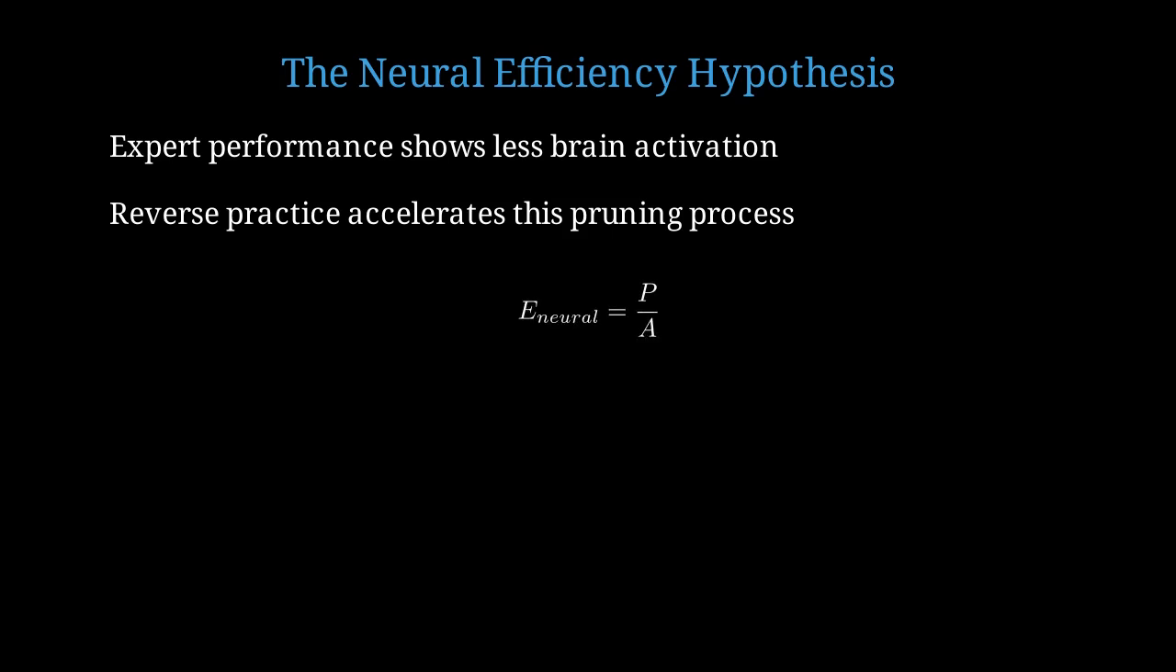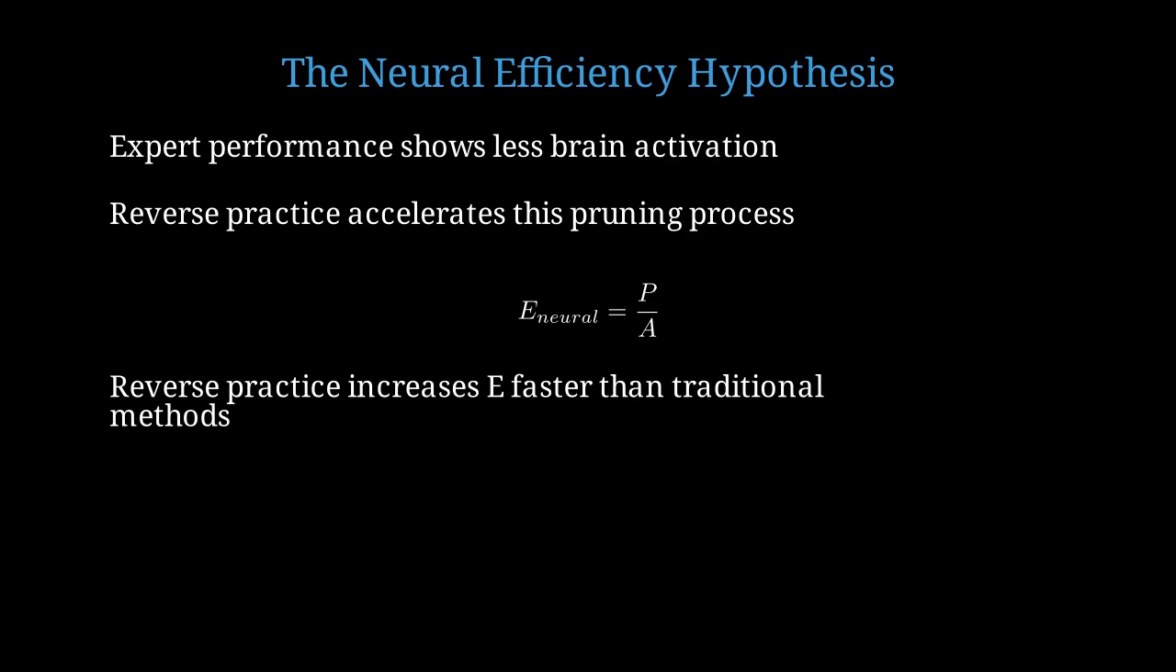Neural efficiency E equals performance P divided by activation A. Higher E means more efficient processing. Studies using functional MRI show that reverse practice increases neural efficiency E faster than traditional practice methods.